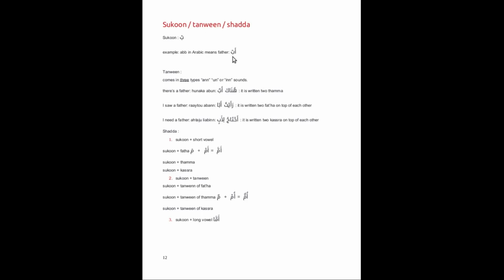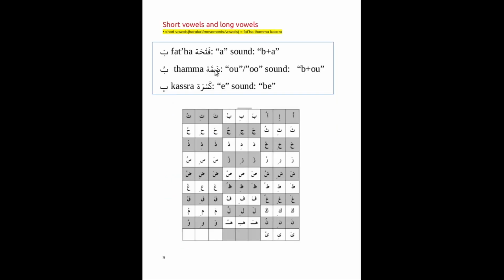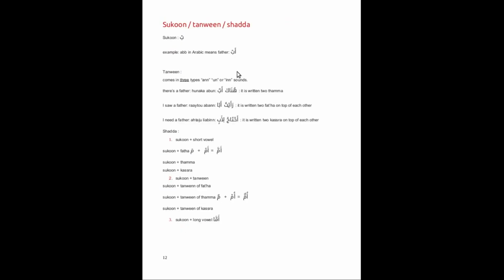Okay, like another example. For example, if I have a ba with no sukoon, how would I pronounce it? If, for example, I add a dhamma to it, this u sound, how would it be pronounced? A plus ba plus dhamma, it would be the u sound, abu, but with the sukoon, the sound, it's ab.